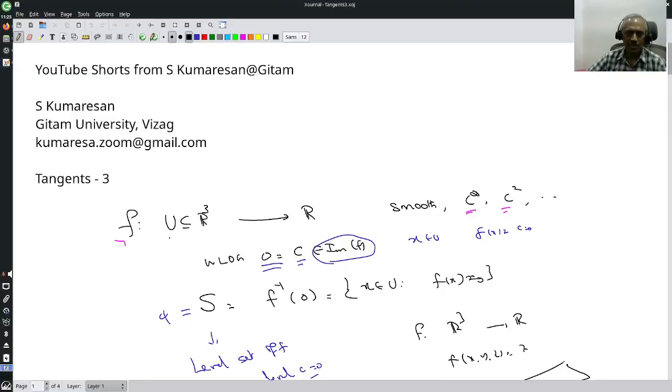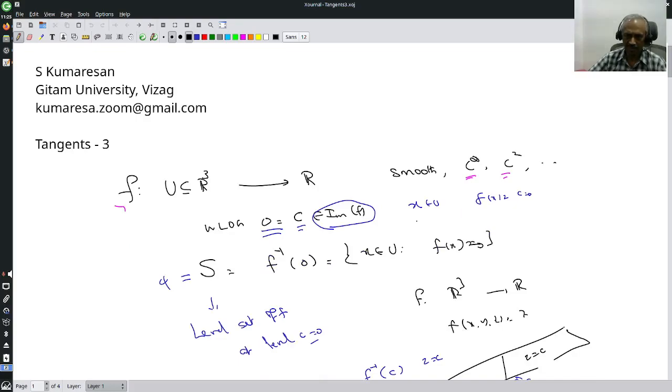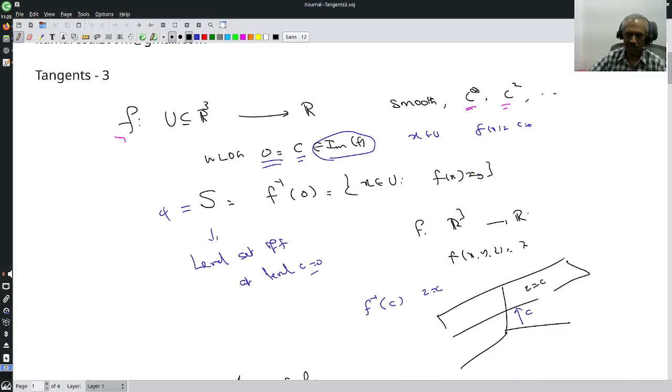So let U be an open set in R3. Let F from U to R be a smooth function. Smooth meaning C infinity, whatever it is. Without loss of generality, we will assume 0 is in the image. That is, there is an x in U so that F(x) equals c. c is 0. Then the level set S is by definition F inverse of 0, that is, the set of all x in U so that F(x) equals 0.